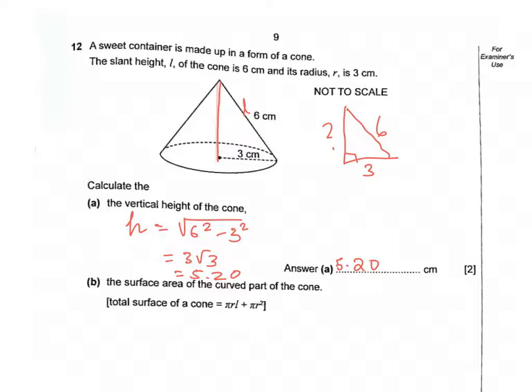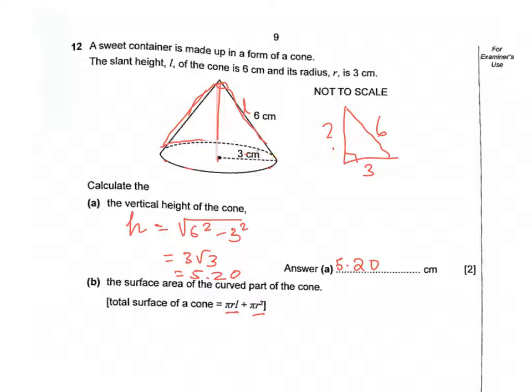Okay, and then calculate the surface area of the curved part of a cone. Now remember, for a cone, if I want to find the surface area, it should be the curved part plus the circle. If you check the total surface area of a cone, this one represents the curved part, and this represents the circle. But now we don't want the circle.